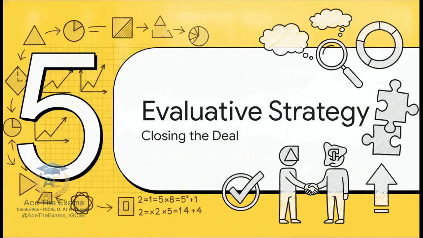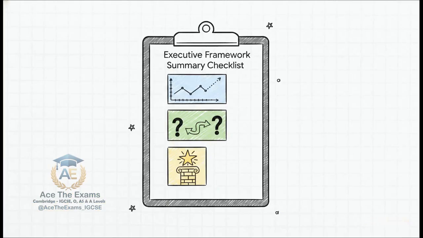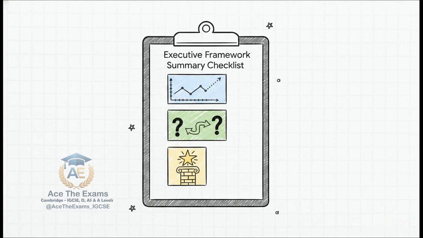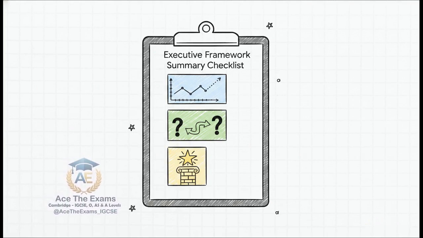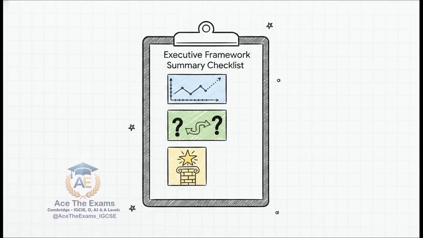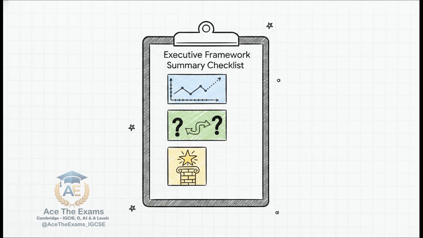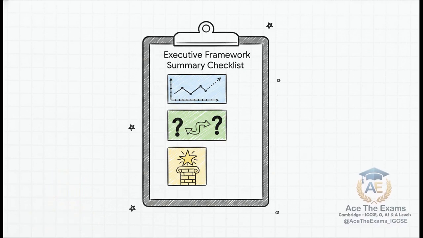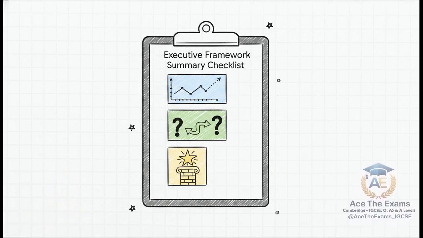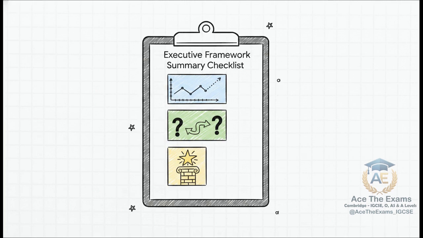And finally, we arrive at Section 5, Evaluative Exam Strategy. This right here is your Executive Framework Summary Checklist. This is the exact moment where Consultant Alex and Consultant Sam finally merge their skills into a flawless presentation. Alex brings the rigorous, indisputable mathematical evidence, and Sam brings the brilliant, overarching evaluative thinking. Top-scoring candidates consistently demonstrate this evaluative mindset.